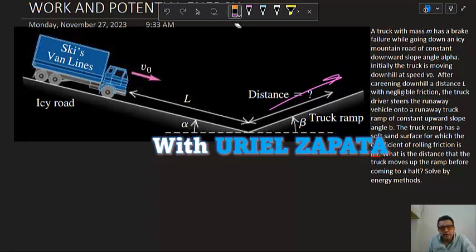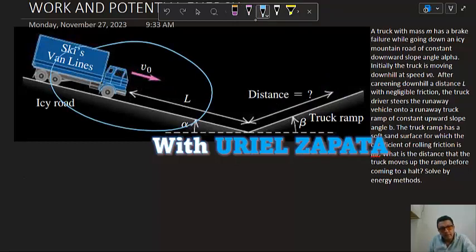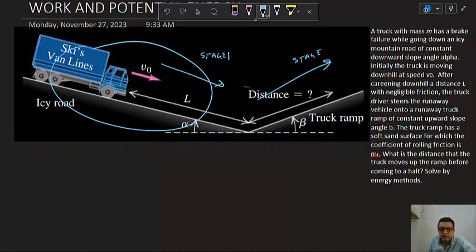Essentially, we have two moments. The moment one, when the truck is moving downwards, stage 1, and stage 2, when it is slowing down the movement and coming up this ramp. So we have to analyze by energy methods.